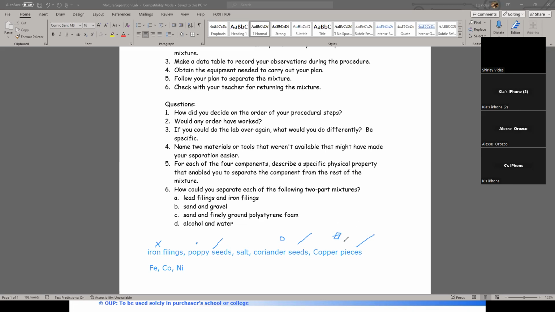So let's say we do this and these go through the sieve, but this one is separated. So now we have poppy seeds and coriander seeds. Poppy seeds are tiny and they will float in water. So the next thing would be to add water to this mixture. Put it in a beaker, add water. And coriander seeds are a little heavier, so they probably will sink.